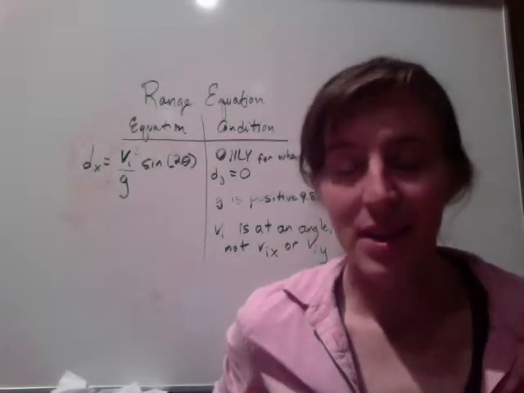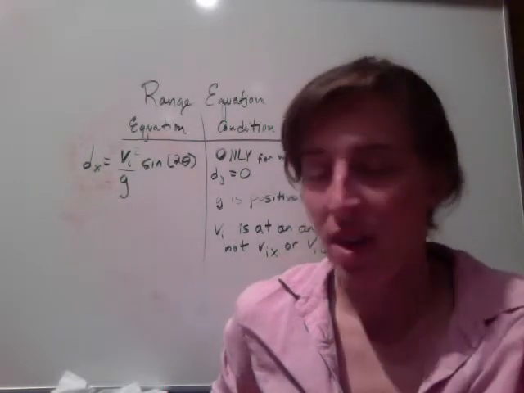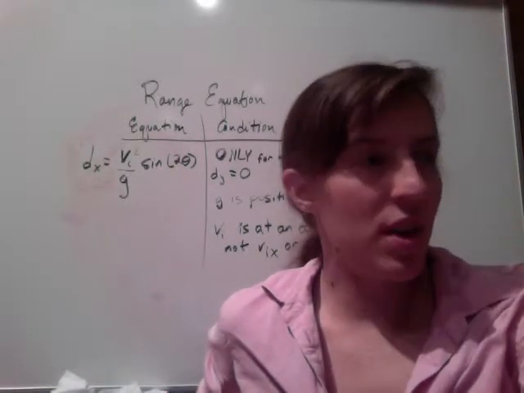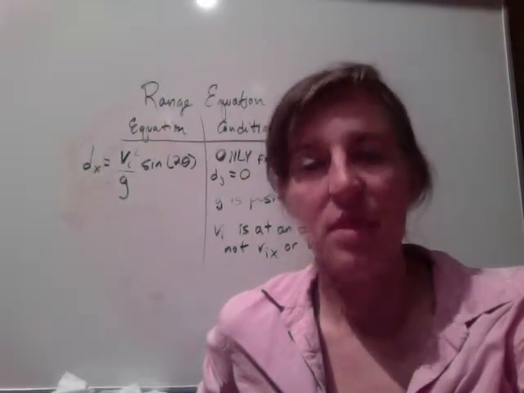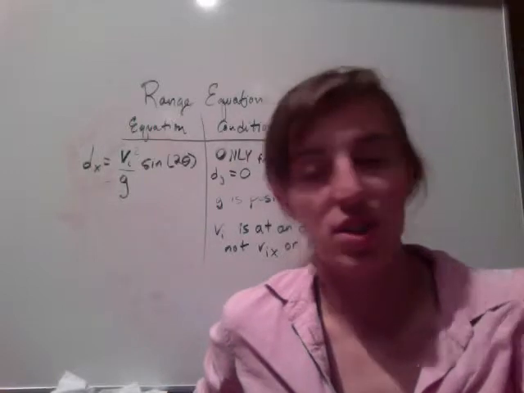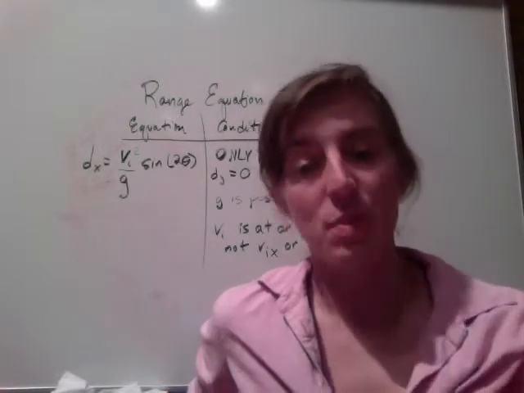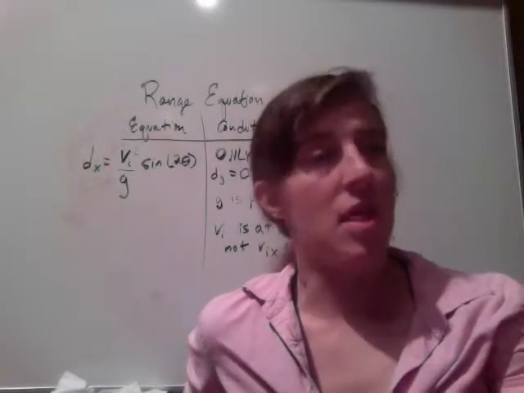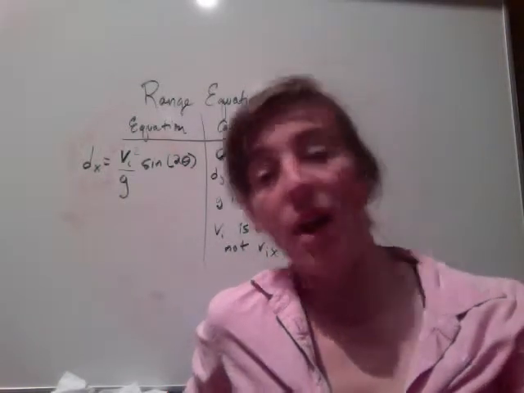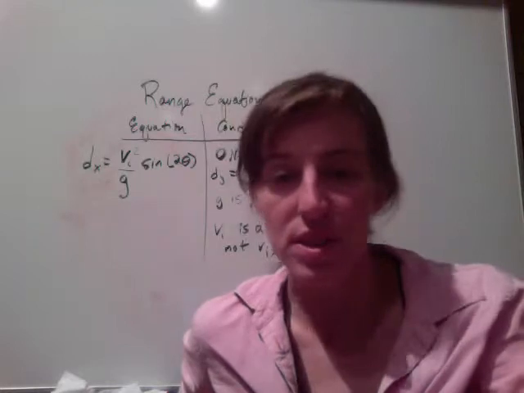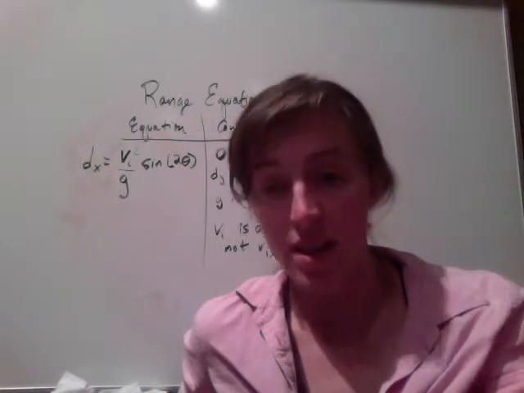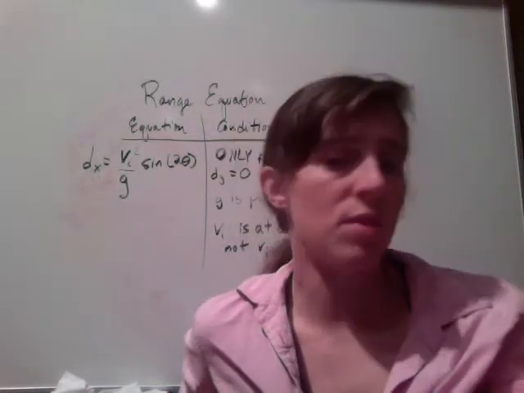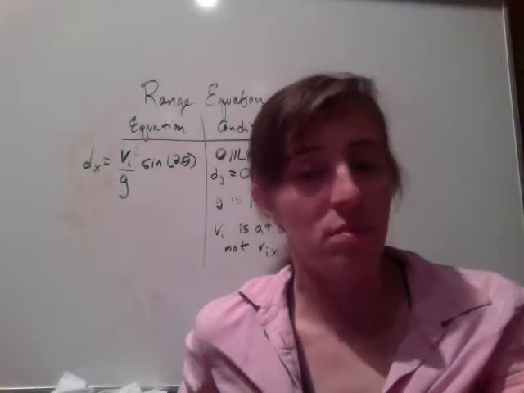Hey again. All right, so to make your lives a little easier, for situations where you're starting and ending at the same height, there's a particular equation that we like to call the range equation that helps you calculate how far out something travels given an initial velocity and an angle, also assuming that you're on Earth with gravity and all that.